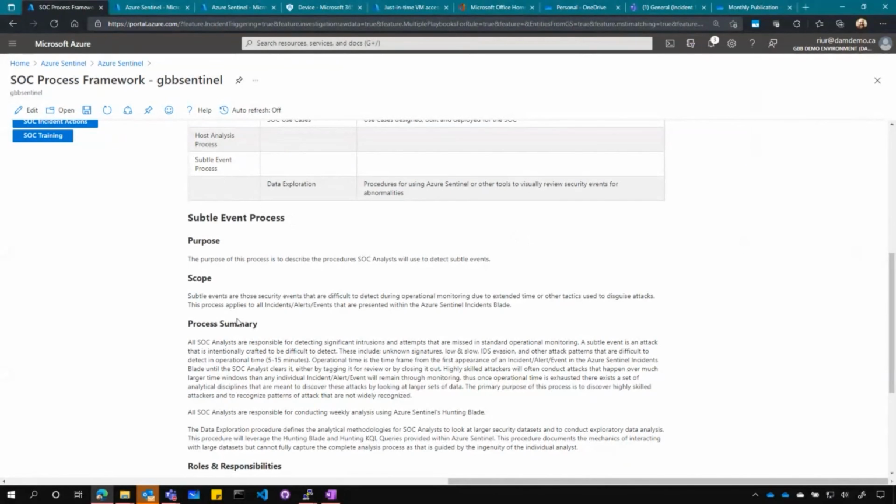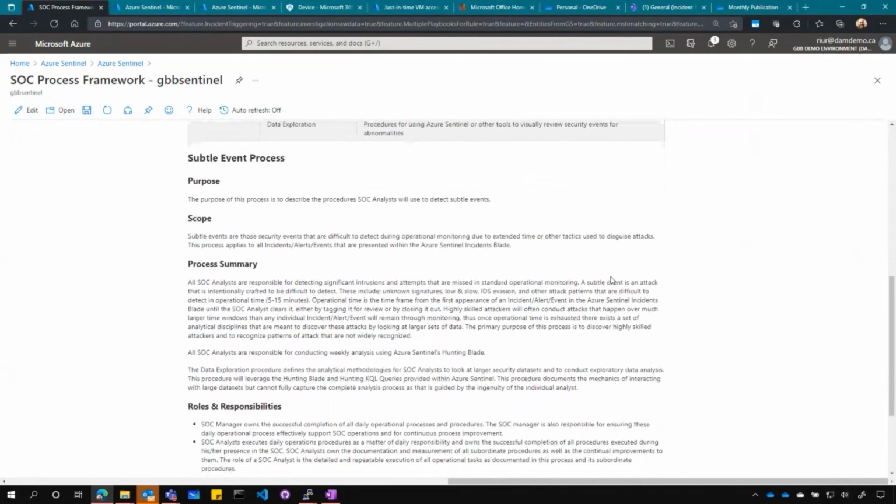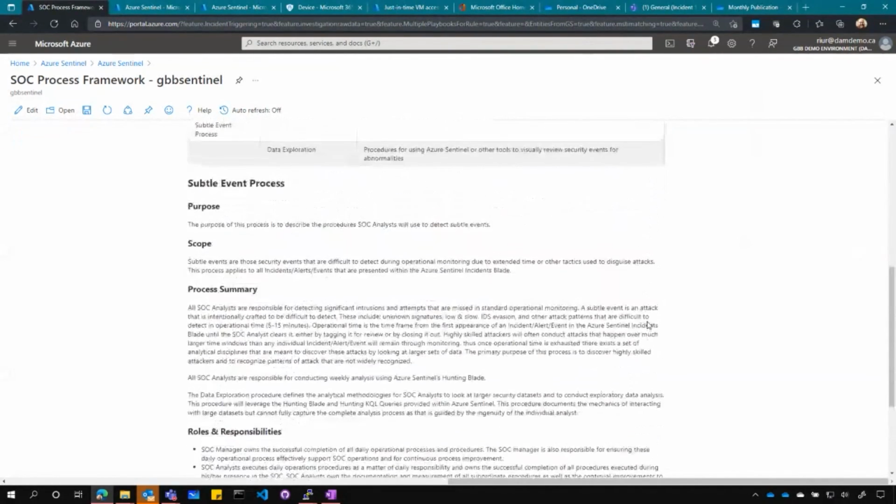All right, this is a smaller section. This is our subtle event process. And this one is our high level that then dovetails into our data exploration. So this gets into the hunting side.